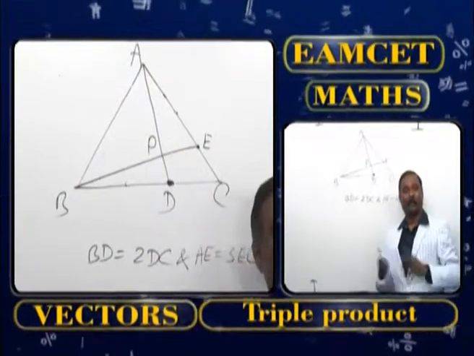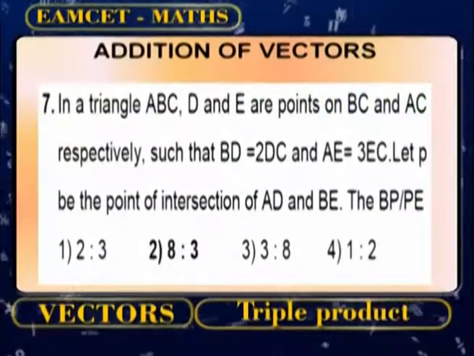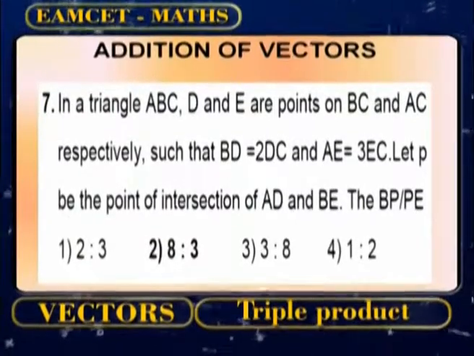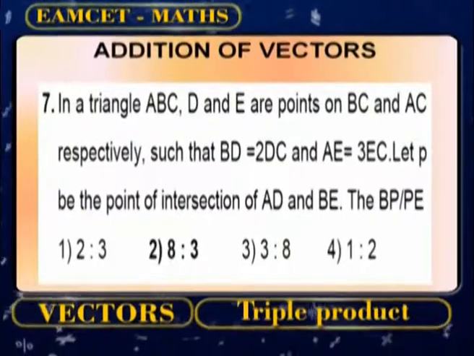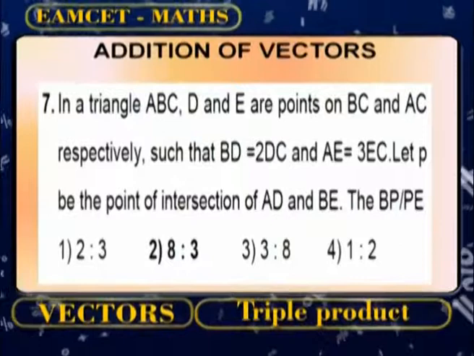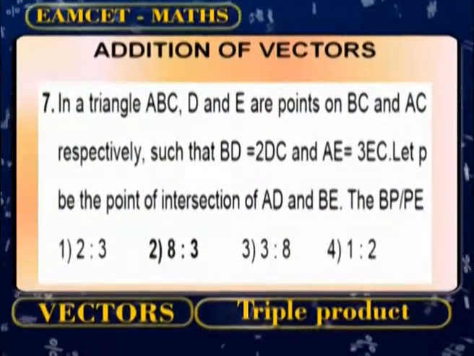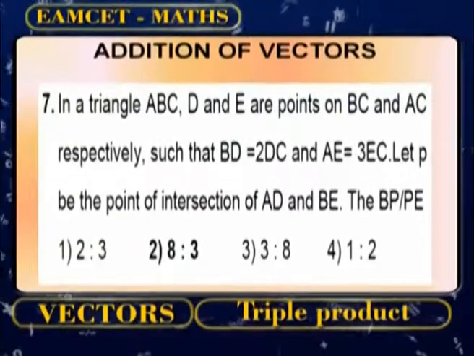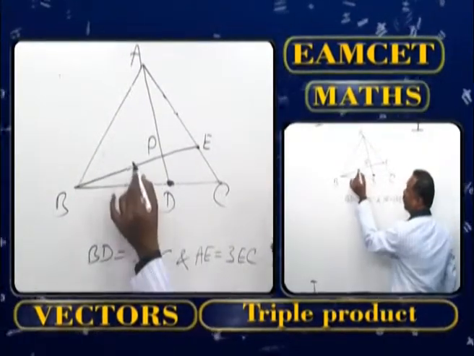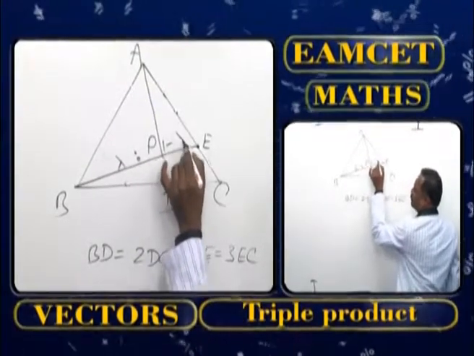Let us go through the problem again. In a triangle ABC, D and E are points on BC and AC respectively. BD is twice DC, AE is thrice EC, and P is the point of intersection of AD and BE. Now you have to find BP upon PE, which is not known to us and is to be found out. Let us suppose that it is lambda is to 1 minus lambda.